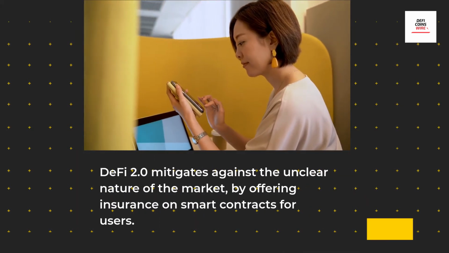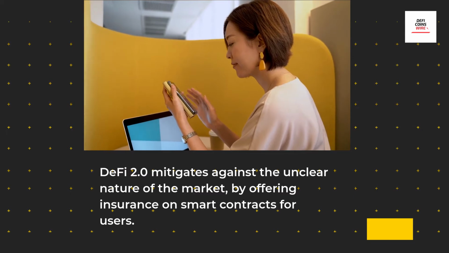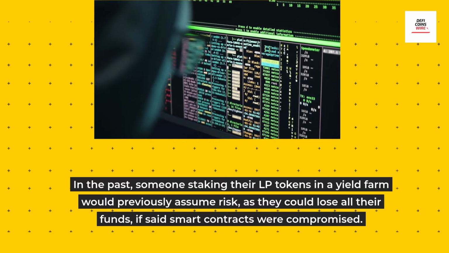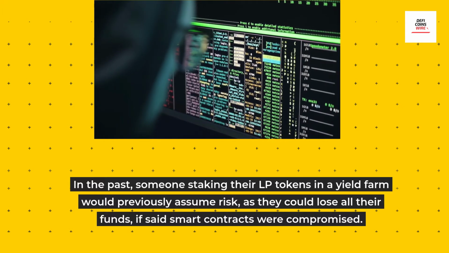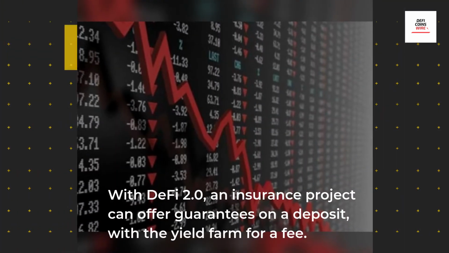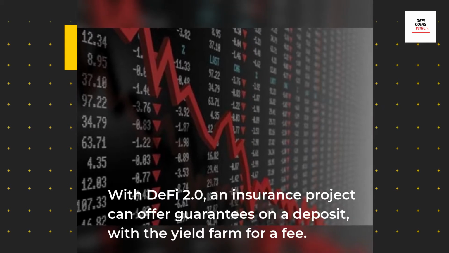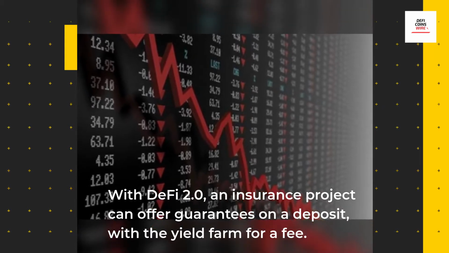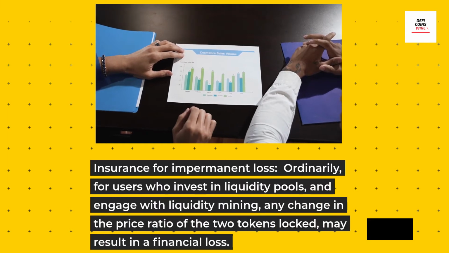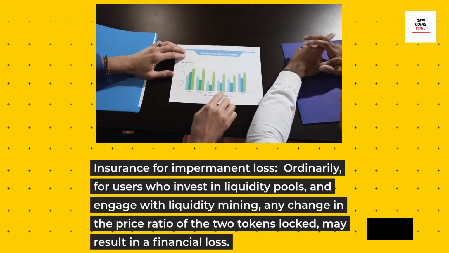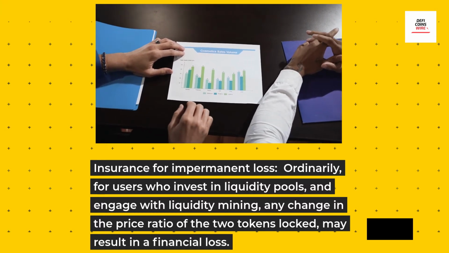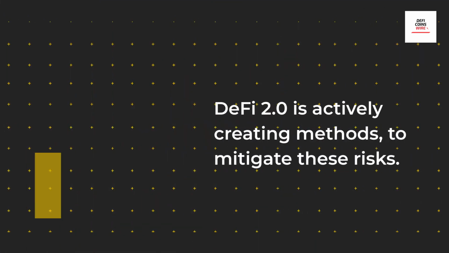DeFi 2.0 mitigates against the unclear nature of the market by offering insurance on smart contracts for users. In the past, someone staking their LP tokens in a yield farm would assume risk, as they could lose all their funds if said smart contracts were compromised. With DeFi 2.0, an insurance project can offer guarantees on a deposit with the yield farm for a fee. Insurance for impermanent loss. Ordinarily, for users who invest in liquidity pools and engage with liquidity mining, any change in the price ratio of the two tokens locked may result in a financial loss. DeFi 2.0 is actively creating methods to mitigate these risks.